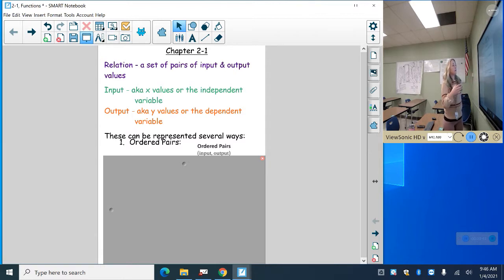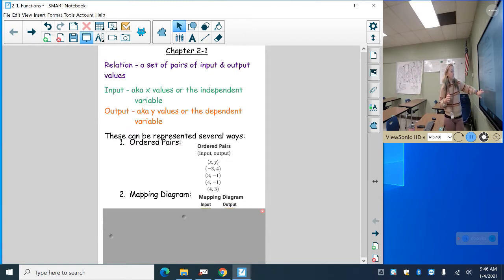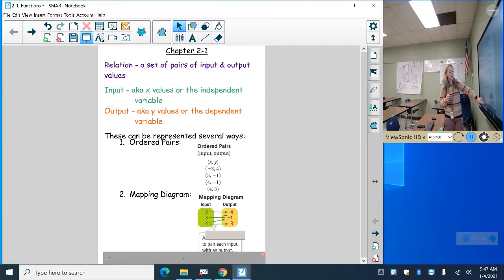We can represent a relation many different ways. We can represent them as an ordered pair, okay, where my x is the input and my y is the output. So if you look here, x is always the input, y is always the output. Depending on what x we choose, there's always going to be a y assigned to it. A mapping diagram is another way to do it, okay, where you have a circle and you have arrows pointing to it. So here, -3 goes to 4, 3 goes to -1, 4 goes to -1 and 3. An arrow pairs each input with an output.